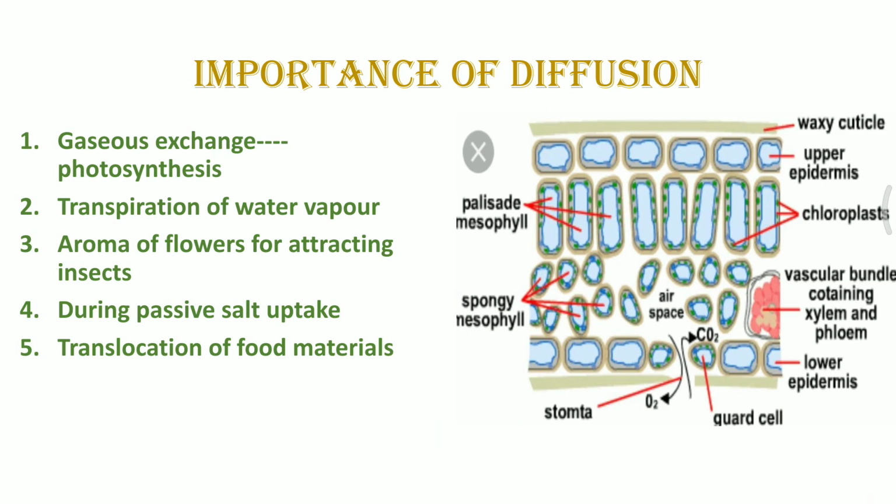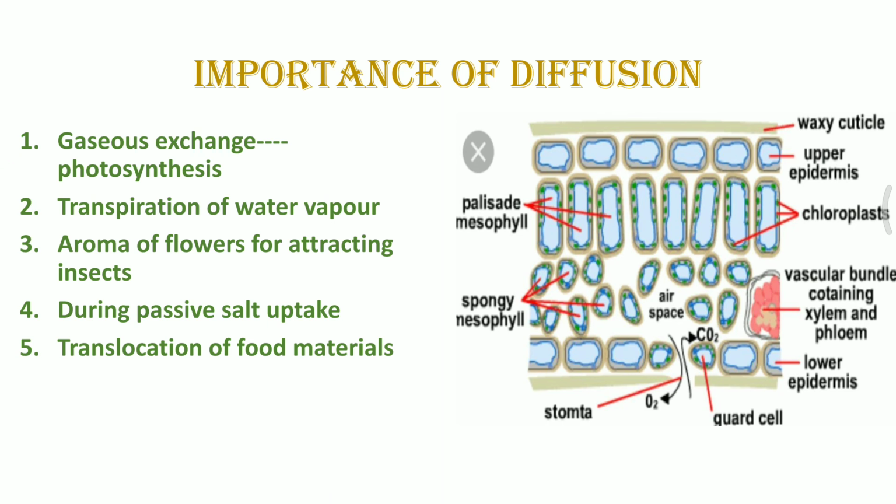Next is importance of diffusion. We are already aware about most of it. First is the gaseous exchange in case of photosynthesis. If you think about the process of photosynthesis, what is the most important thing which is required? That is carbon dioxide, and carbon dioxide enters inside the stomata only when oxygen is removed out. So during the process of gaseous exchange, how is the gaseous exchange taking place? Carbon dioxide is moving in and oxygen is going out.